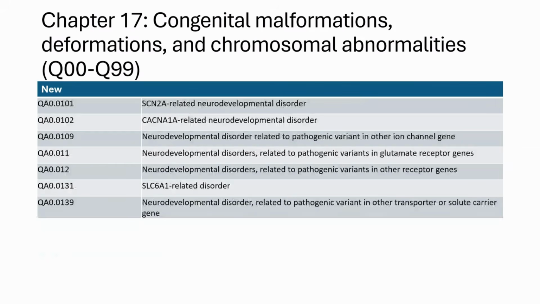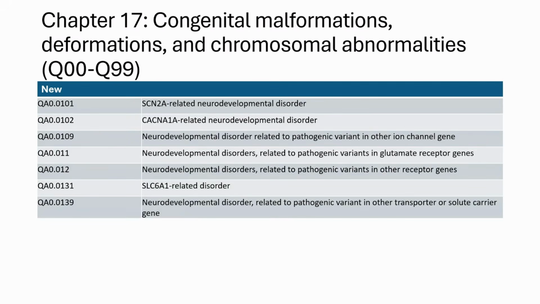Like the previous slide, these are conditions caused by pathogenic variants in specific genes that affect the brain and nervous system development. So ICD-10-CM gives us codes tied directly to the type of gene involved. So QA 0.0109 and QA 0.011 through 12 cover neurodevelopmental disorders that are linked to ion channel genes, glutamate receptor genes, and other receptor genes.